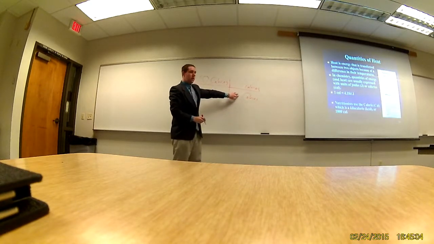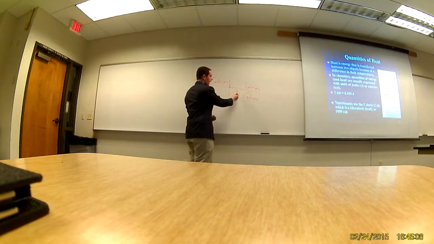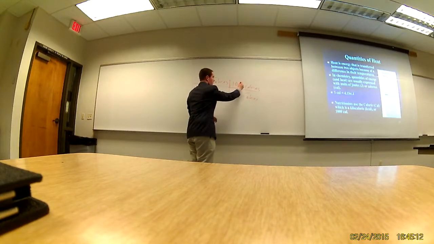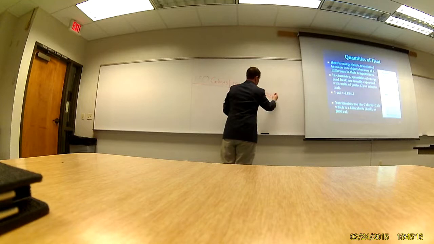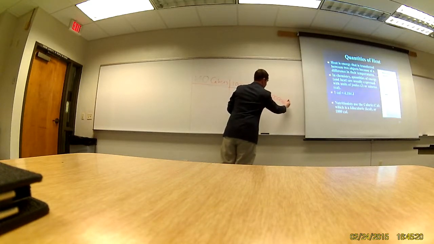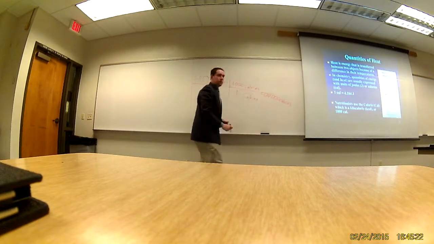What number goes here? I'm doing this in dimensional analysis. 1 calorie with a big C equals 1,000 calories, so 190 Calories equals 190,000 calories.